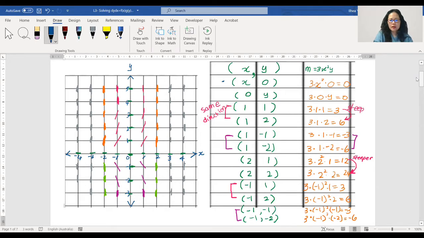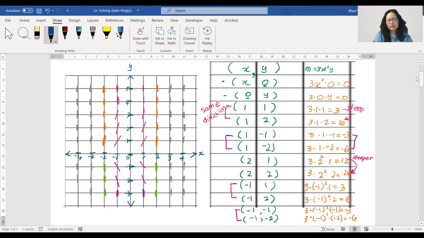I put here y equals 0, what will happen, and the second one is when x equals 0. Now for both of them, the gradient m, dy/dx, equals 0. So there are turning points there. On the left-hand side graph, you can see the x-axis and y-axis, I made them flat. They are like turning points.